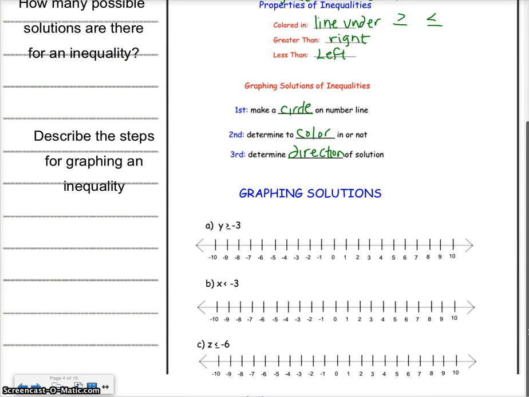The first one, we have y is greater than or equal to -3. So I make a circle at -3. I color it in because there's a line under it. And I'm greater than. Greater than means I go to the right. I get bigger to the right.